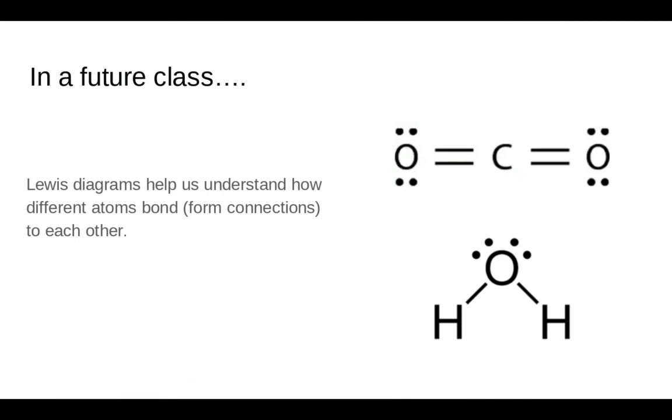So in a future class, we're going to look at how Lewis diagrams help us understand how different atoms bond, form connections to each other. This is a bond, this is a bond, this is a bond, and this is a bond. So these lines which connect different atoms, Lewis diagrams help us to understand how they connect to each other, but we're going to look at that in a future class, okay?